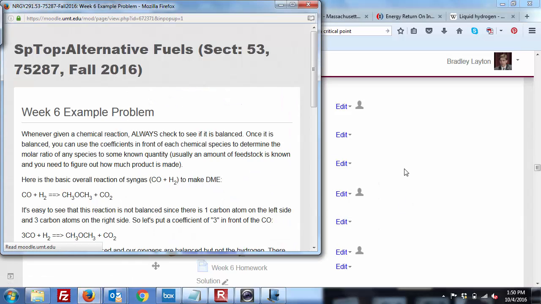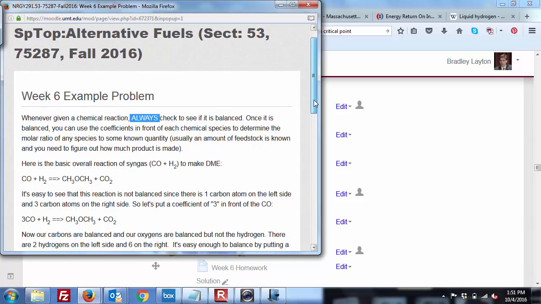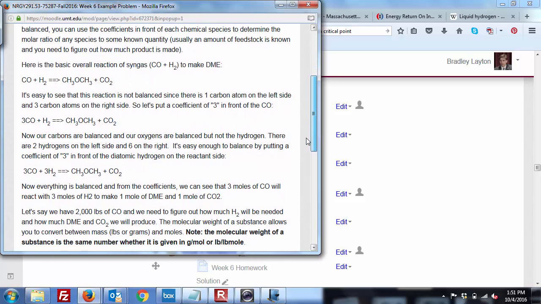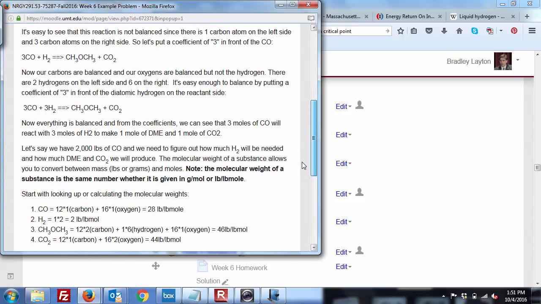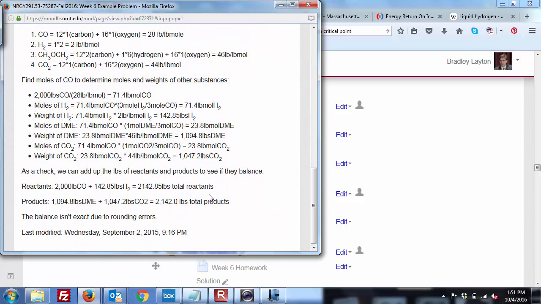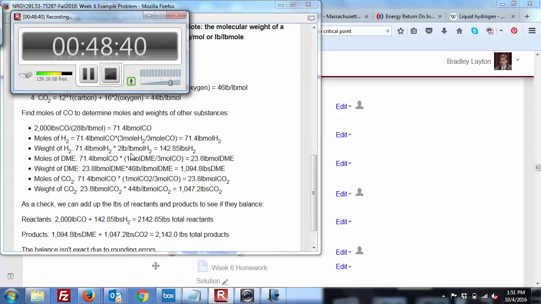Okay. Let's just look at the example problem. Always check to see that it's balanced. Here's the basic ratio. Easy to see. It's not balanced. Oh, we did this. Yeah, so this problem is really just the same problem we've been doing all semester, just a little more involved. Yeah, so this is a really good explanation. All right, that's it for me. I was just confused with the yeast. Okay.